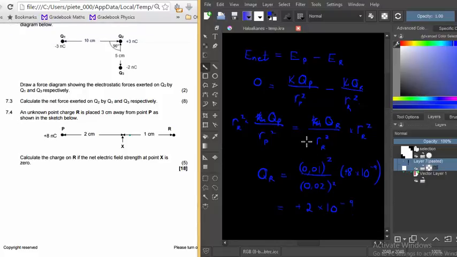Why a quarter when it's half the distance? Because it's 1 over r squared. The reason is that we are squaring the distance, and so by halving the distance I only need a quarter of the strength. I don't know if that makes sense, but it's helpful to understand that, especially in the short questions. This is a very nice short question, a high level multiple choice question.